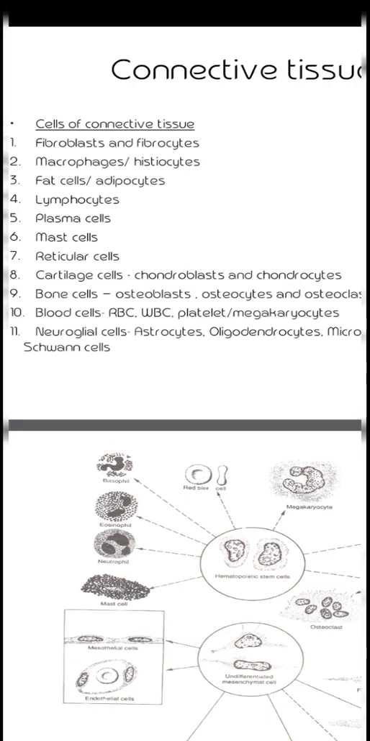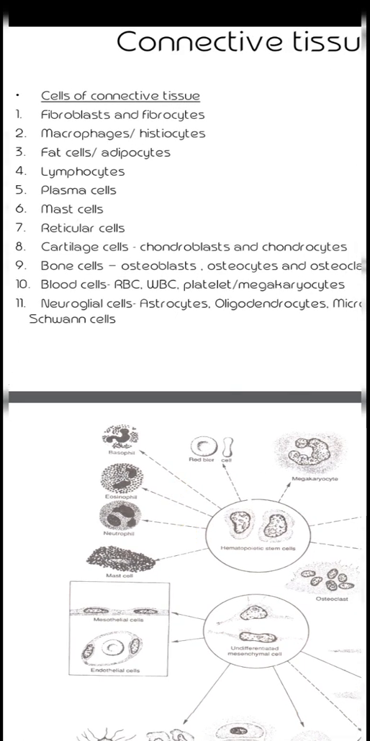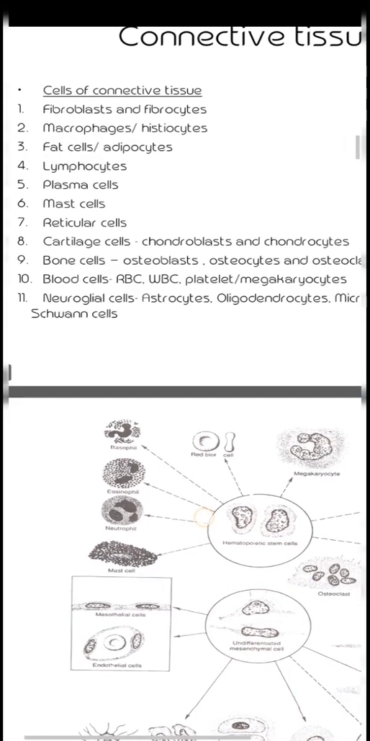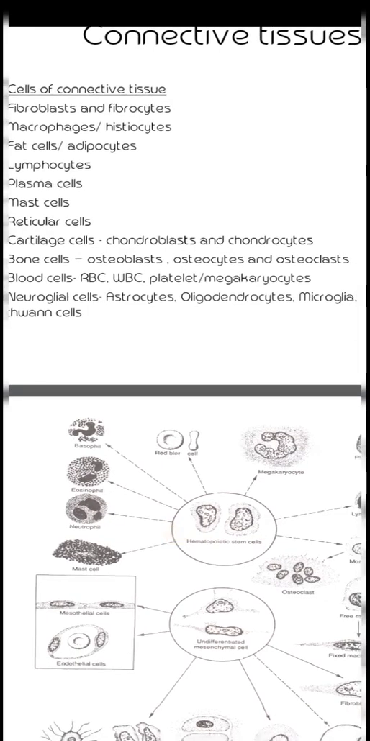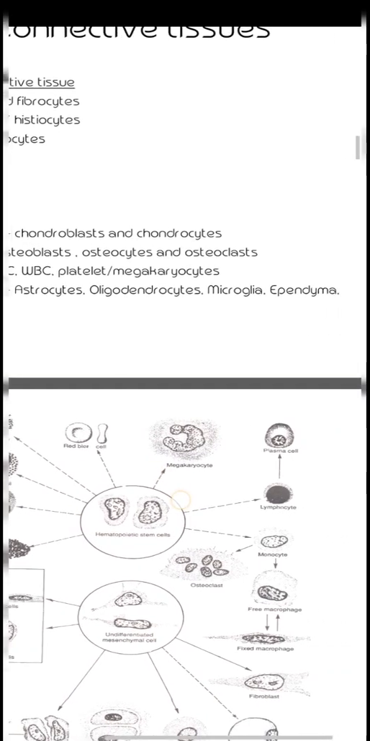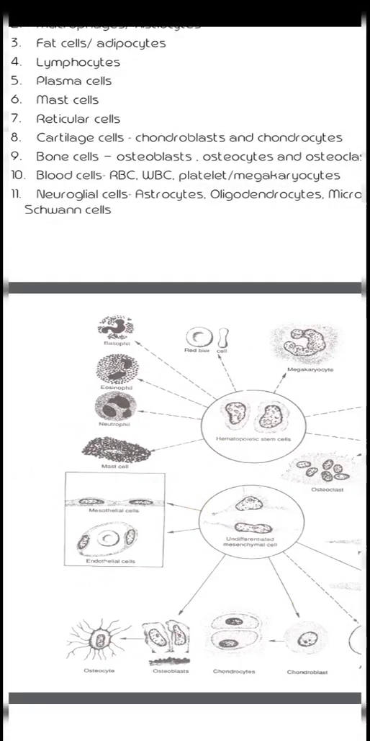Platelets are formed from megakaryocytes. They are different chips of megakaryocytes, small parts of megakaryocyte. Whenever there is an injury, they help in clotting of the blood. Neuroglial cells are the connective cells which are present in the central nervous system. They are further divided into astrocytes, oligodendrocytes, microglia, ependymal cells, Schwann cells.